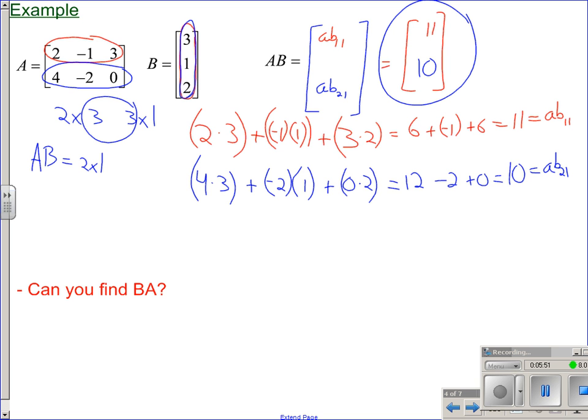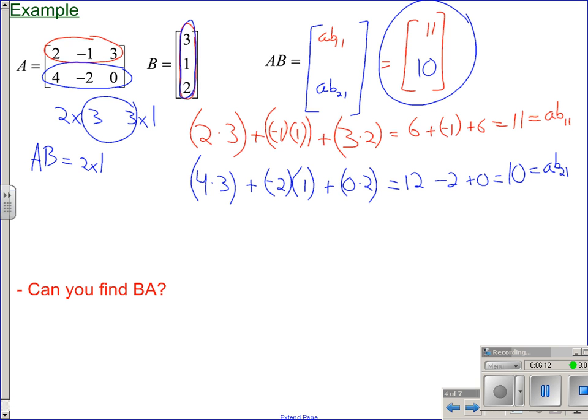There's our matrix multiplication. Okay? So this is how you do it. It's not just multiplying corresponding entries like we did with addition or subtraction. You've got to go row by column. You multiply the corresponding entries in the row times the corresponding entries in the column, and you add up all of those products. All right?